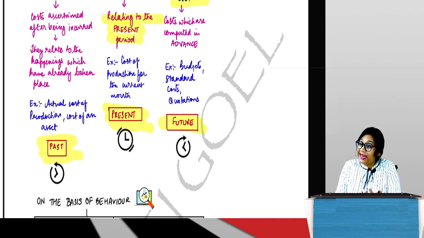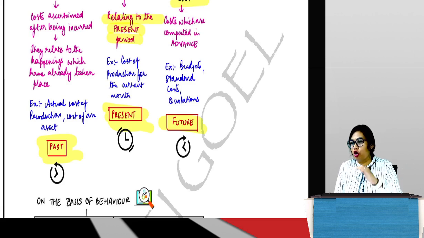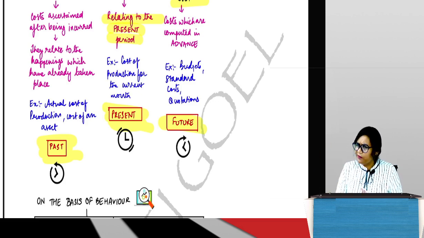So that is predetermined cost. It is determined in advance. Before the event happens, the cost is determined. That is why it is called future cost. Guys, is it okay? You remember yesterday's example, right? If we put the same example here, you will be able to understand the difference between historical cost, current cost and predetermined cost. So guys, very simple, nothing Greek and Latin about this. It's a very simple classification, right?